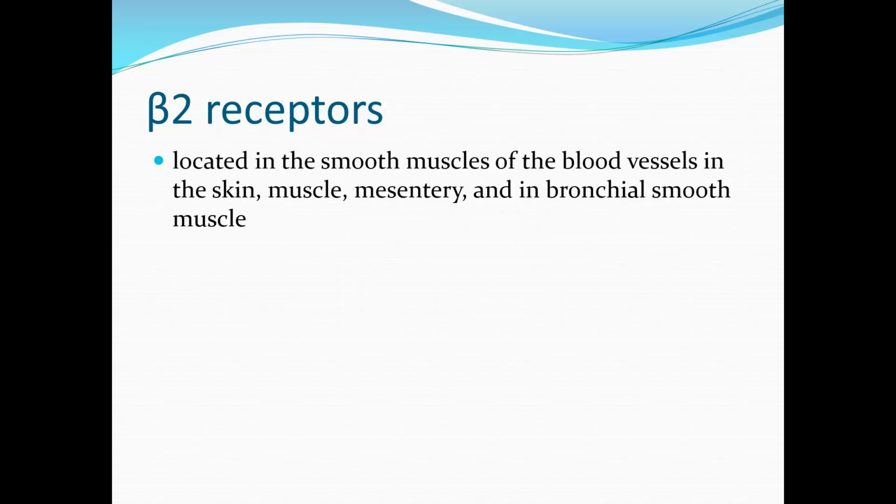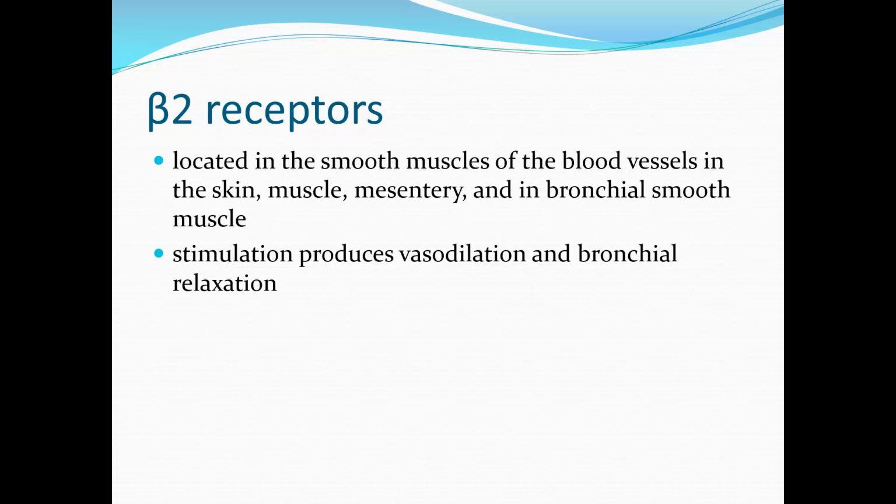Beta 2 receptors are located in the smooth muscles of the vessels, in the skin, muscle, mesentery, bronchial smooth muscles. And when you stimulate them, you get vasodilation and bronchial relaxation. You get relaxation of the smooth muscle, essentially. Beta 2 receptors are more sensitive to epi than they are to norepinephrine.